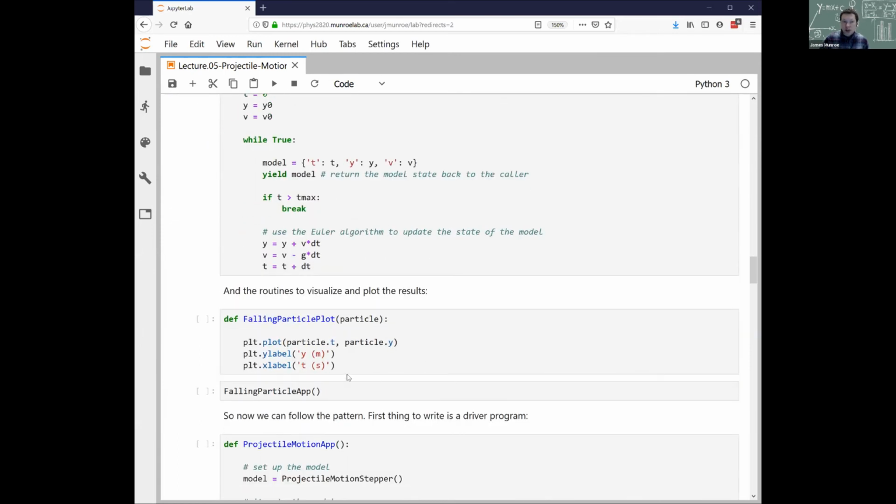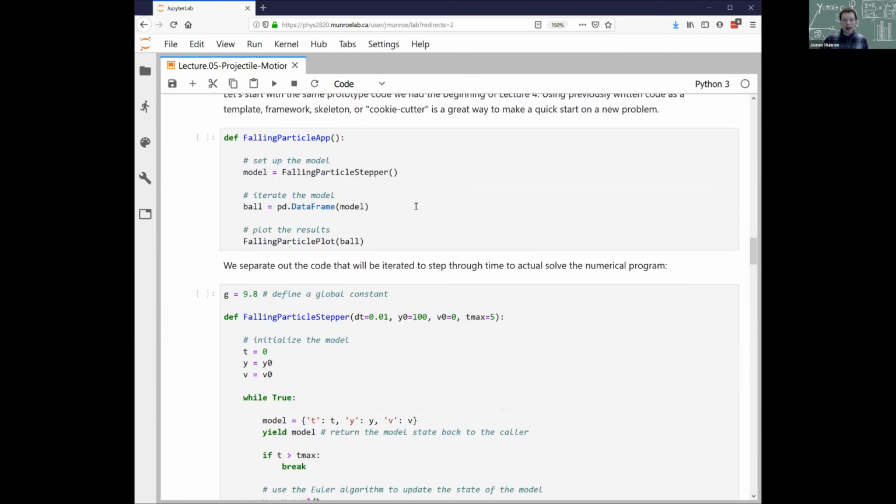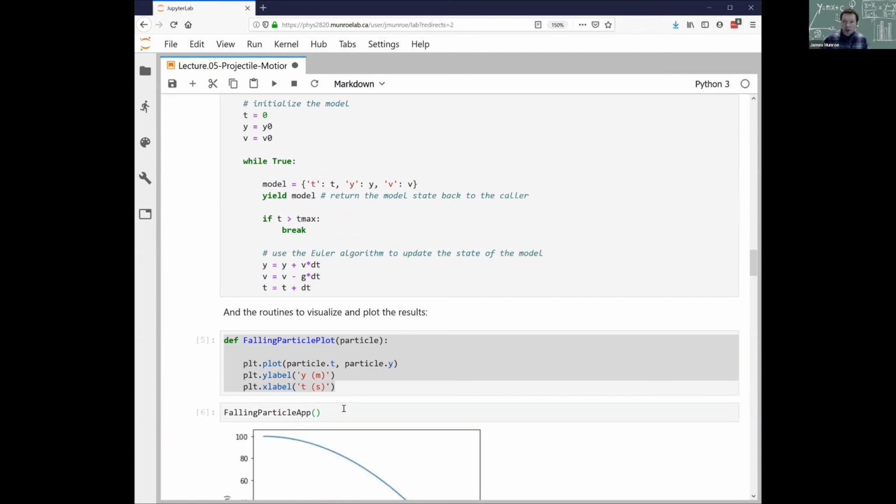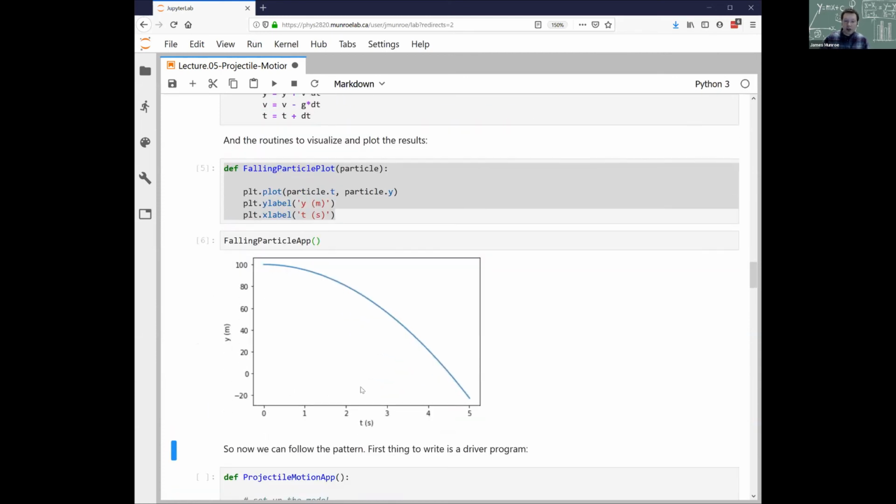Okay, and finally, we need a visualization. We need some way of looking at the output so we can see what's going on. As before, I'm going to remember to run this cell, and run this cell. So they're now all defined, and I can start by checking that default application worked. Okay, and that's the falling ball problem we talked about before.